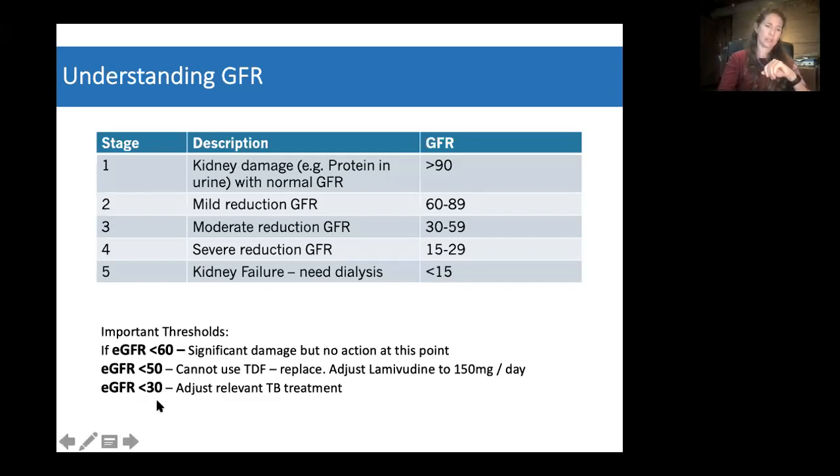But just notice this. The threshold for adjusting your TB treatment is under 30. So especially with our MDR patients, but also with your patients on Refer4, if they've got a GFR of 38 or 42, you can still put them on the normal dosing of Refer4 for weight. It's only once it drops under 30 that you need to start adjusting your PZA and your ethambutol dosing.